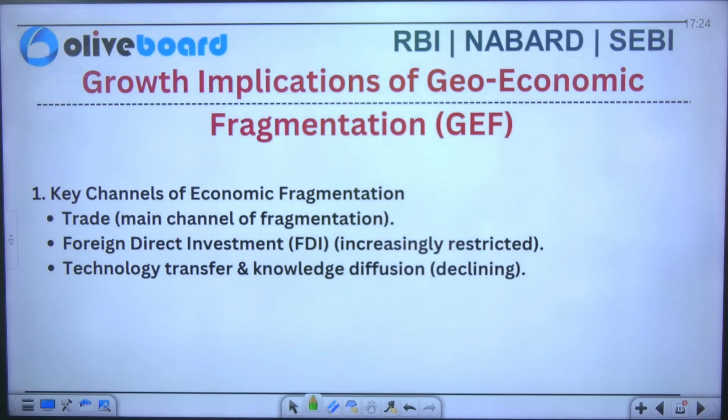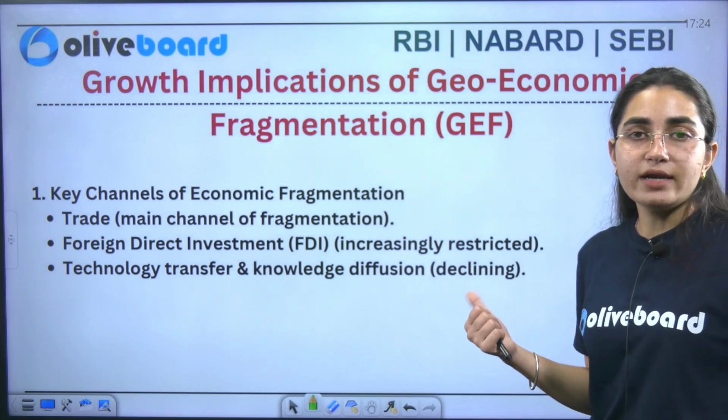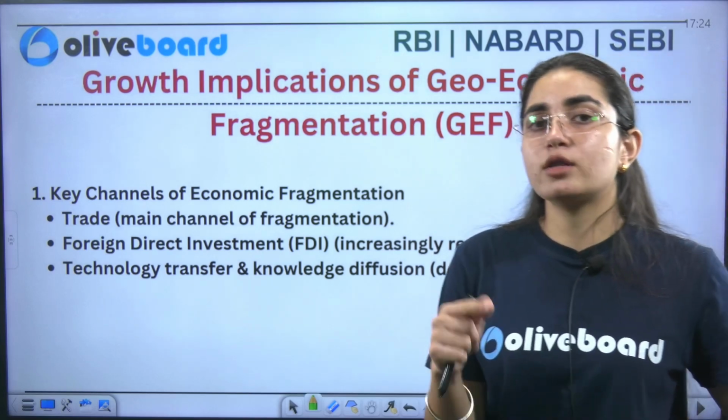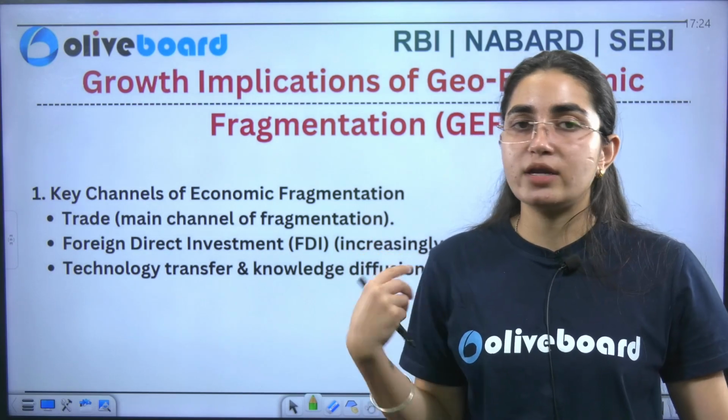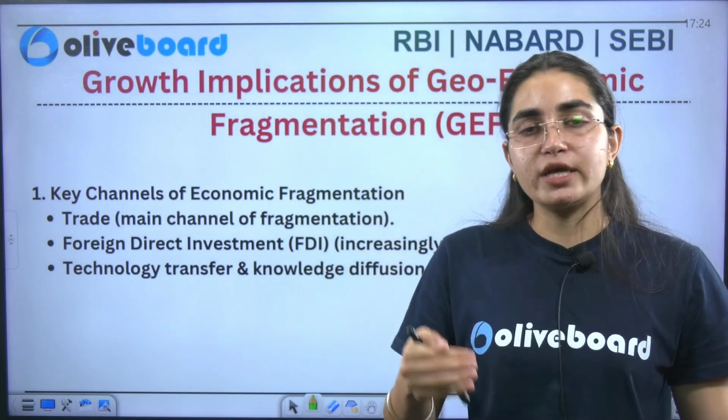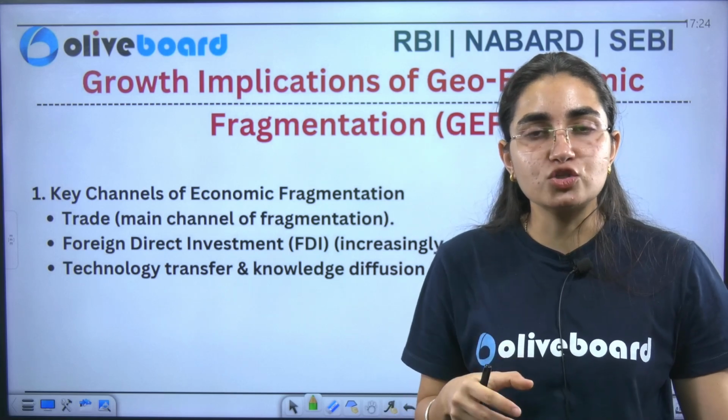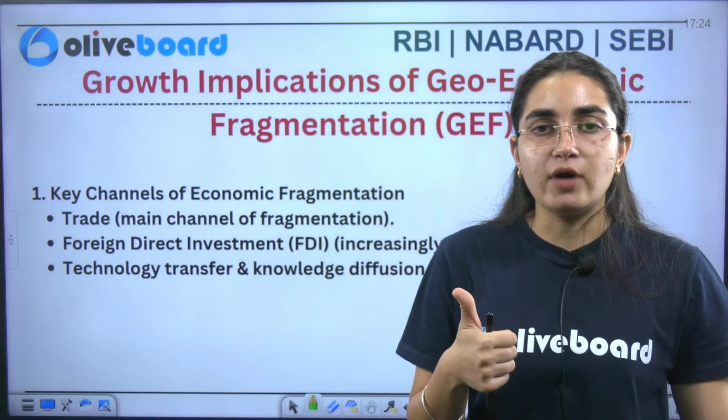Now we'll talk about the growth implications of geo-economic fragmentation. What are the growth implications? First, we read what the key factors are that contribute to this geo-economic fragmentation. One is trade. We are putting a lot of protectionism and a lot of obstructions in trade. That is one of the factors.